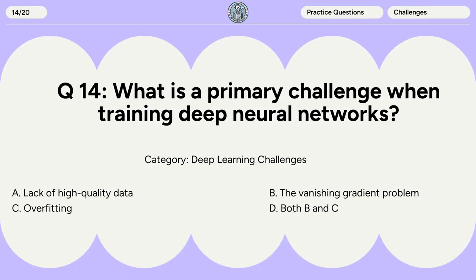Question 14. What is a primary challenge when training deep neural networks? A. Lack of high-quality data. B. The vanishing gradient problem. C. Overfitting. D. Both B and C.